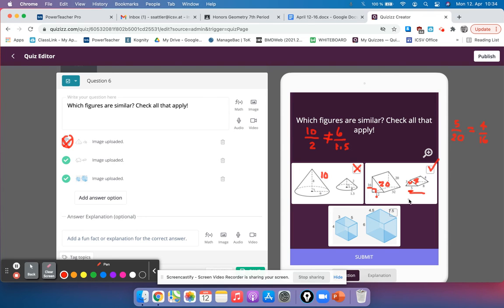But if I'm not comparing the correct ratios, the corresponding sides, I might be led to think these aren't similar, because they don't look like they are, when in fact they are.